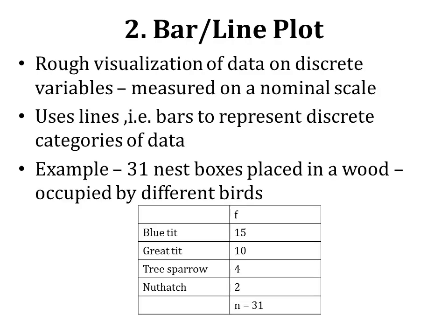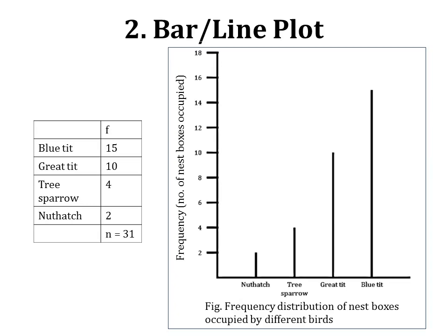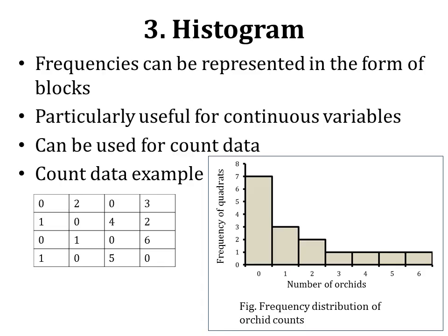Then the bar and the line plot. Usually this is also not used as the final form of presentation, and in this case, instead of dots, we use bars or lines to represent our data. So this is the number of different birds, and these numbers are represented in the form of lines. So this is known as the line plot or the bar plot.